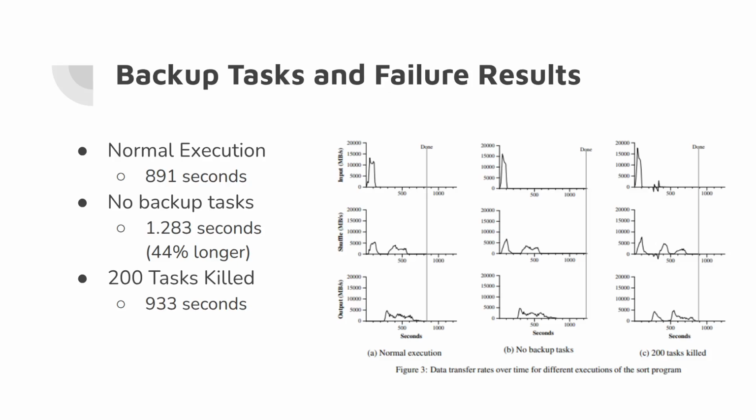In another experiment, the researchers intentionally killed 200 of the 1,746 worker processes while the sorting job was running. The master detected the failures and reassigned the lost work. Even after such a large number of worker failures, the job completed in 933 seconds. That represents only about a 5% increase compared with normal execution. These results demonstrate that redundant execution and automatic task re-execution can provide strong resilience with relatively low performance overhead.